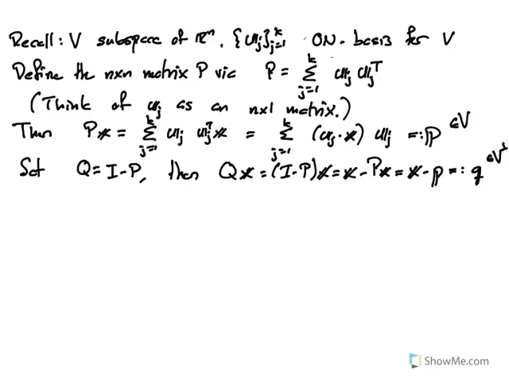So P, this guy, is what we call the projection of x onto V. And Q, likewise, is the projection of x onto the orthogonal complement of V.